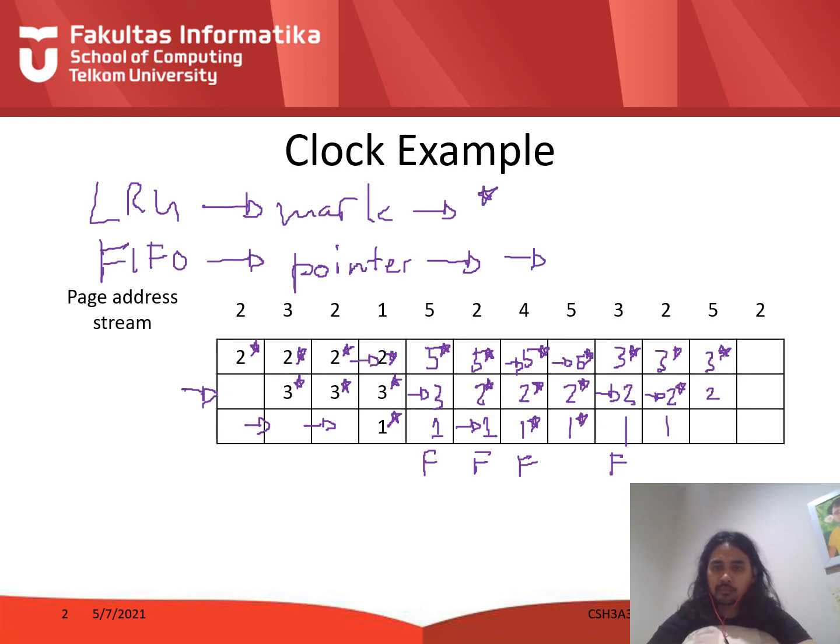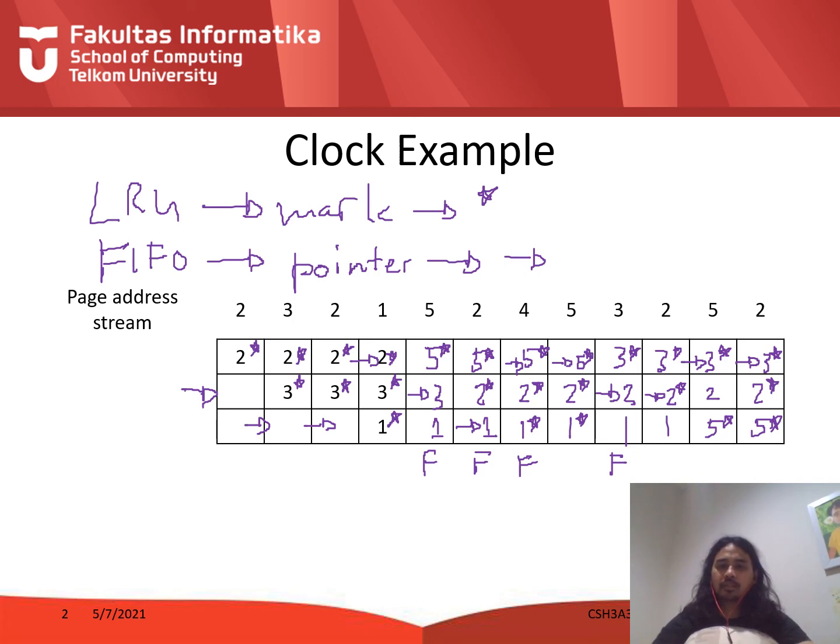And lastly this becomes 5 with a star, and because this is the last one in, the pointer now points to 3, and 2 is already inside, so nothing changes except that now 2 is given a star. So this is the end product.